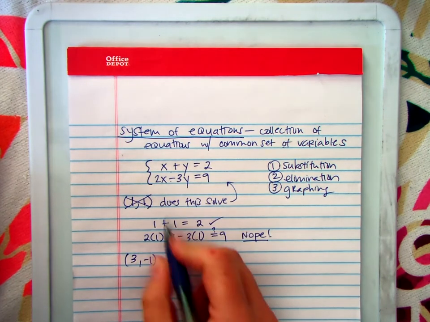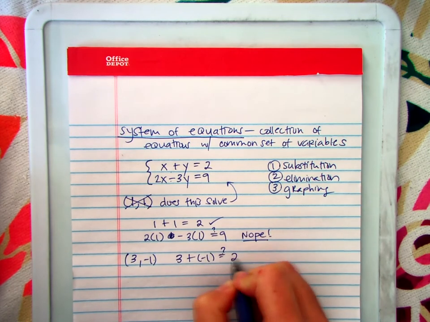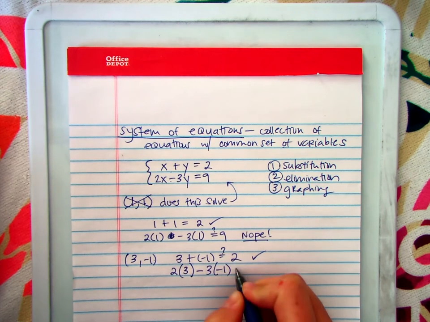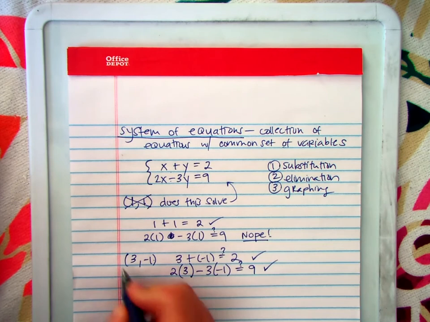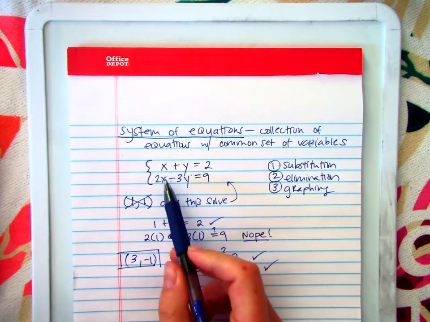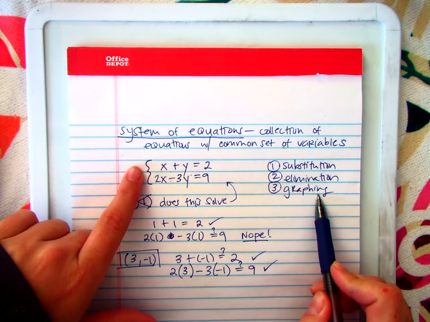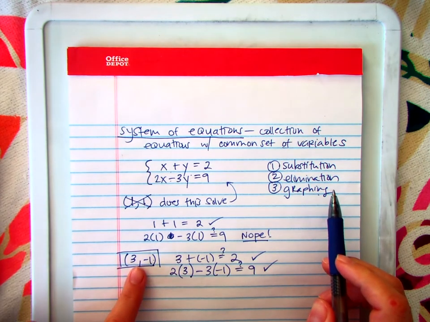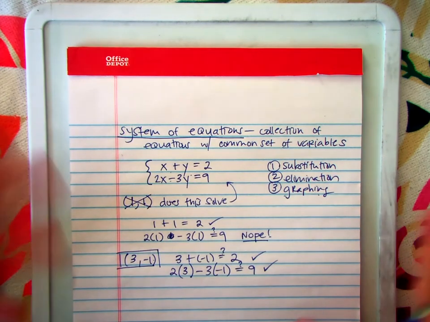And we would do the same thing. So I'm plugging and chugging. Does 3 plus negative 1 equal 2? Yes. Does 2 times 3 minus 3 times negative 1 equal 9? So is 6 plus 3 equal to 9? Yes. So this is a solution to the first given system. So this means if we were to graph this system, these two lines would meet at this coordinate on the coordinate plane. So when you're solving by graphing, you're looking for where two different lines intersect.